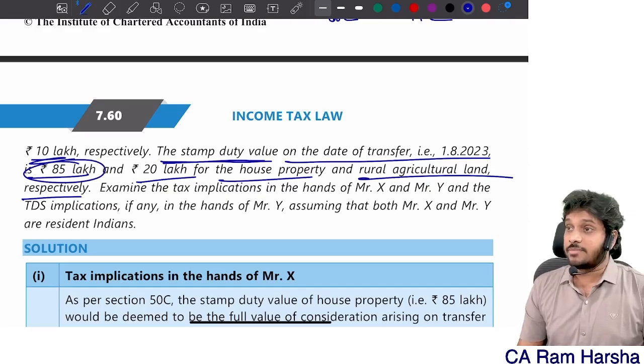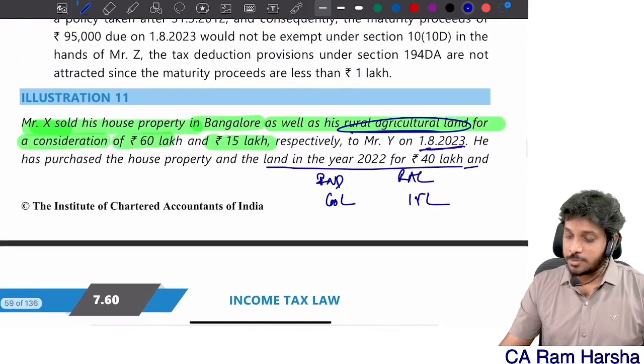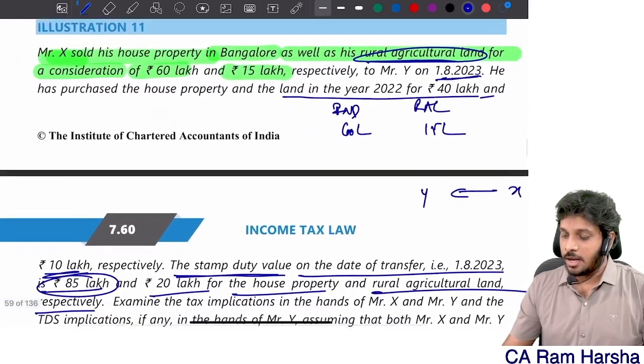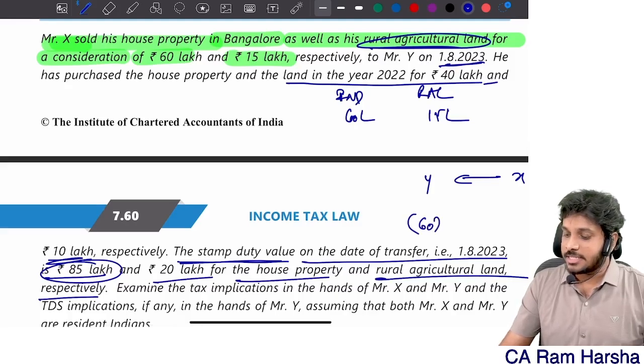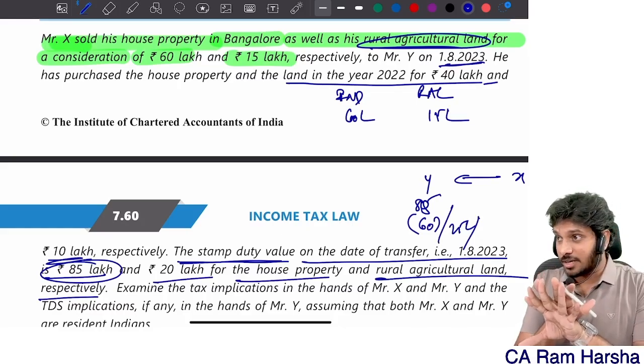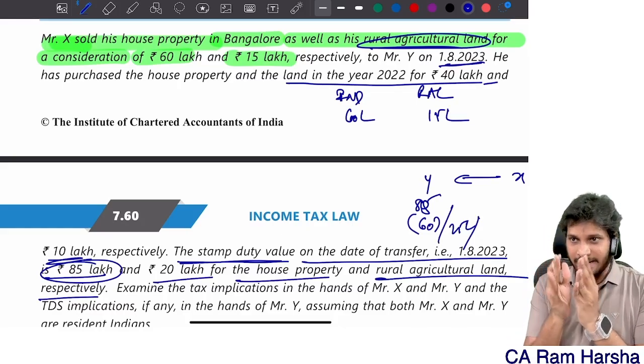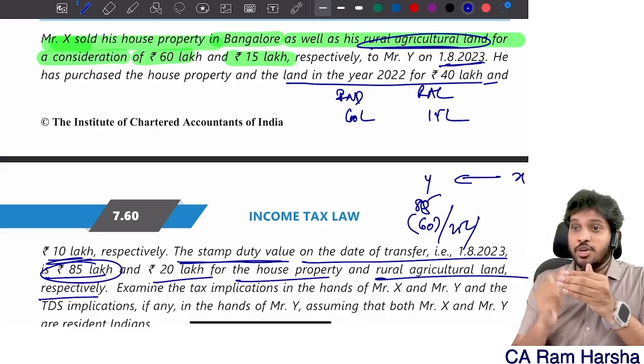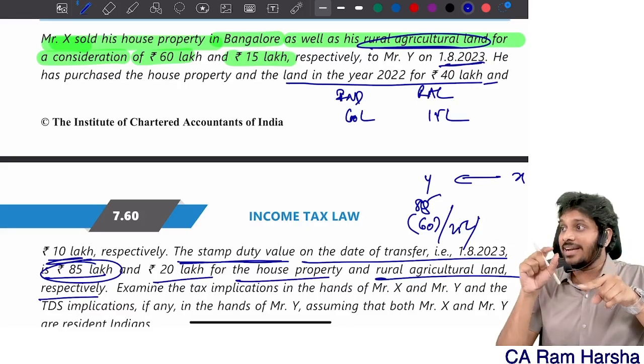Stamp duty value is relevant for what? Suppose here who is purchasing? Y is purchasing from X. Y is purchasing at what price? 60. What is the stamp duty value? 85. How much is the income for him under other sources? 25 lakhs. Gift.